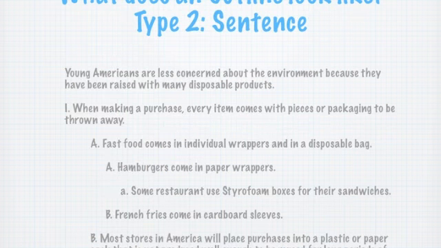The second type of outline we look at is a sentence format. Now this is a full writing. You're writing in complete sentences for each portion. So we start with our thesis. Young Americans are less concerned about the environment because they have been raised with many disposable products. Now, number 1 there is becoming our first major topic. It is a complete sentence. From there, our subtopics are again capital letters, and then we're moving into additional letters below that. Each subtopic may have an additional subtopic.